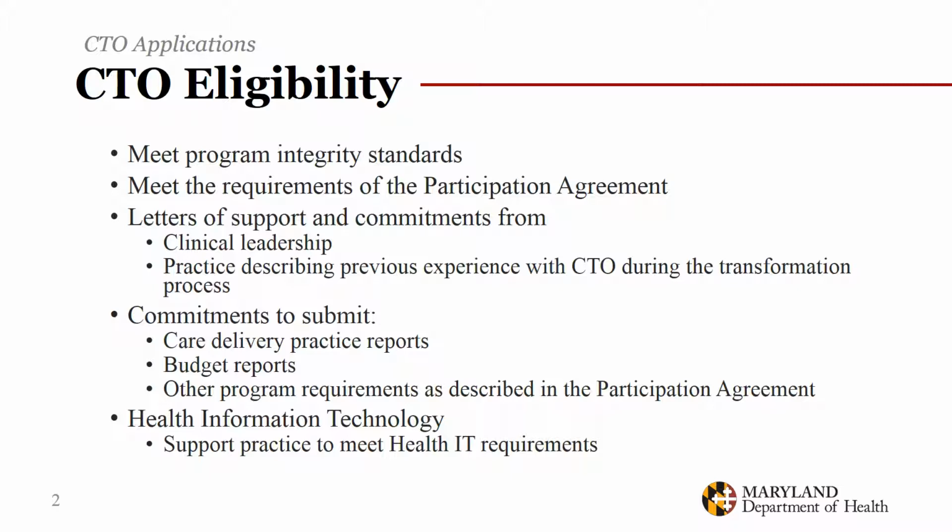And in the application process, you're going to need to submit letters of support and commitments from your clinical leadership, as well as from a practice that you've worked with in the past to support them in the care transformation process. You also need to commit to submitting care delivery practice reports, budget reports, and other requirements as described in the participation agreement. As far as health information technology, the CTO will have to support the practice to meet its health IT requirements, including connectivity to CRISP.